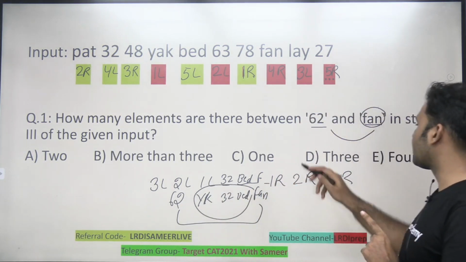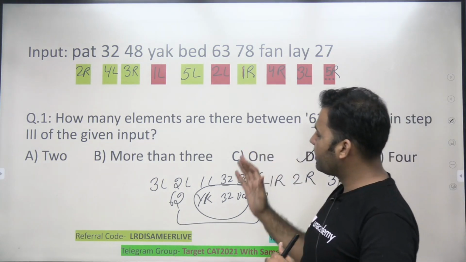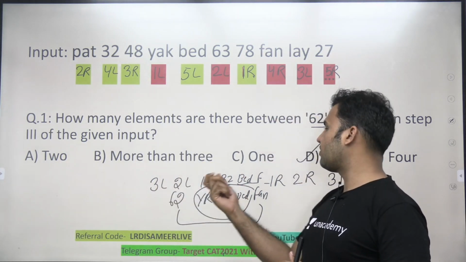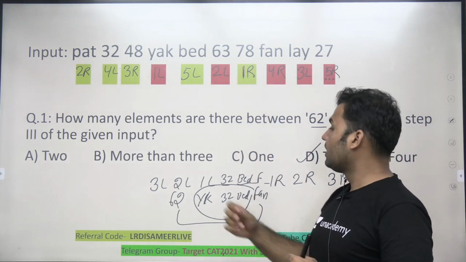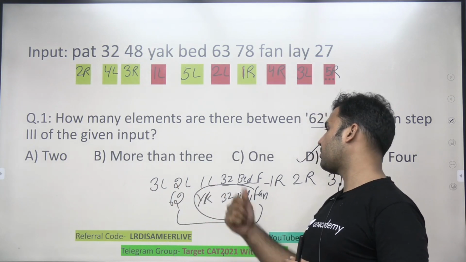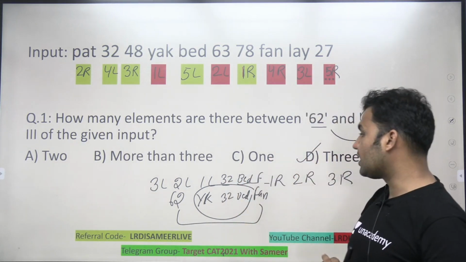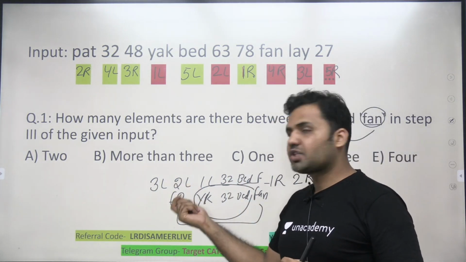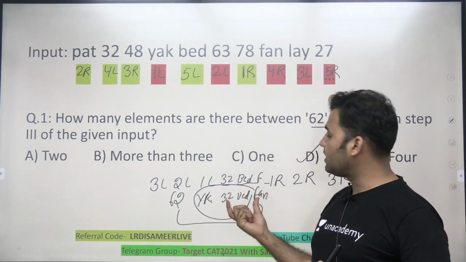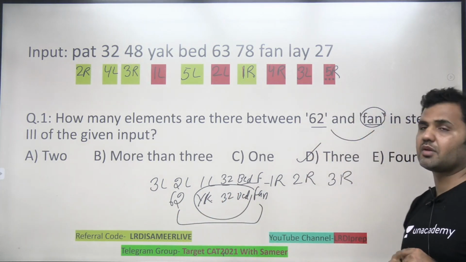Therefore, the answer to the question is option D. You don't need to write down the steps to answer the question. All you need to do is put the elements 3L, 2L, 1L, because we are talking about the third step. The leftmost element will be 3L, then 2L, and then 1L. Then 1R, 2R, and 3R, and the rest of the elements will be placed in between as they are without any change. 62 is positioned at 2L, 1L will be YK, and the rest of the elements come as they are. Between 62 and F, there are three elements. Therefore, the answer to the question is option D.